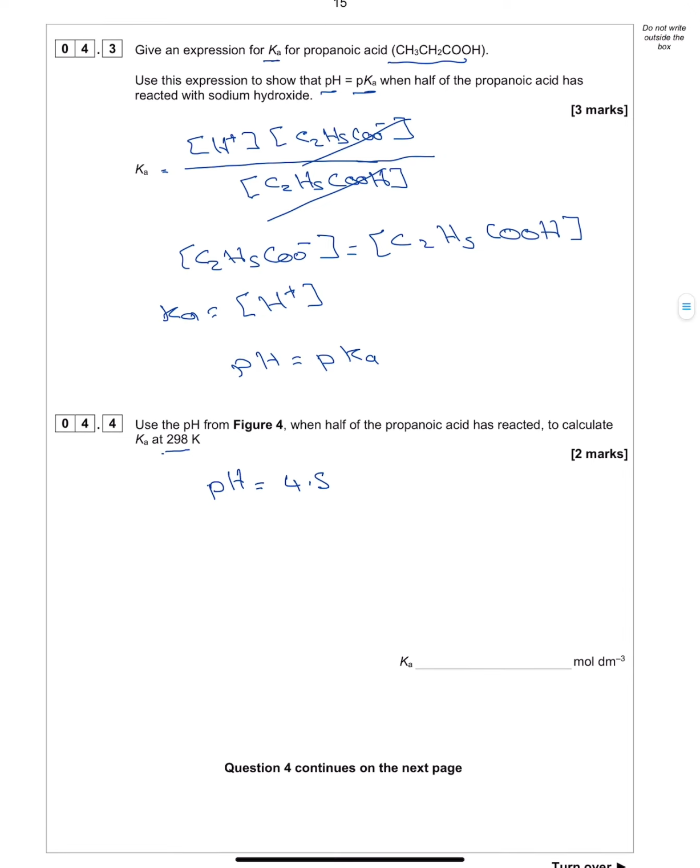Now, we know from the question above that the pKa will equal the pH, or Ka will equal the hydrogen ion concentration. So now we need to calculate Ka. Ka will equal 10 to the minus 4.5, which is the hydrogen ion concentration at this pH. When you calculate that, it will give you 3.16 times 10 to the minus 5, of course in mol dm to the minus 3.